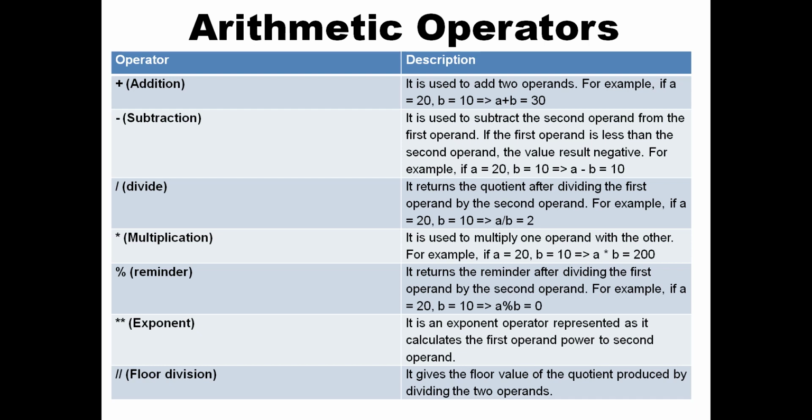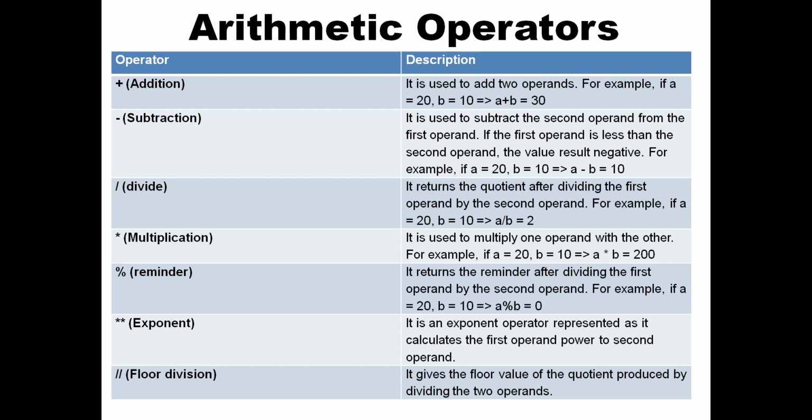Like you can see addition, it is used to add two operands. For example, if a is equal to 20, b is equal to 10, then a plus b is equal to 30, obviously. Subtraction, it is used to subtract the second operand from the first operand. If the first operand is less than the second operand, the result is negative. For example, if a is equal to 20, b is equal to 10, then a minus b is equal to 10.